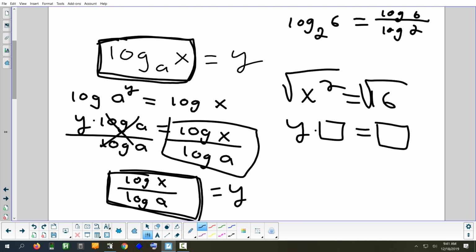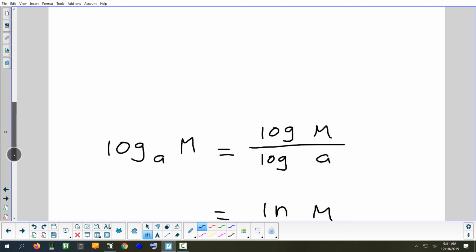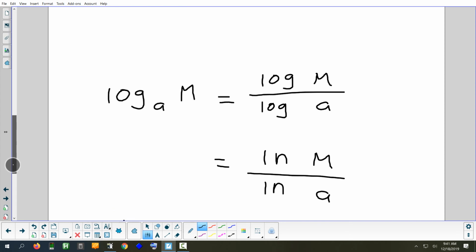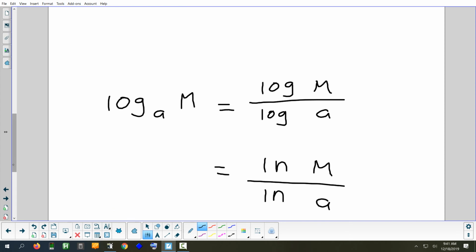So the pattern is log of the argument divided by log of the base. That's how you type something in that's not base 10 or base e. It's exactly what we just wrote: log of the argument divided by log of the base. Now, I also wrote another way to do it. I wrote ln. Well, you can use ln as well. It would come out exactly the same.